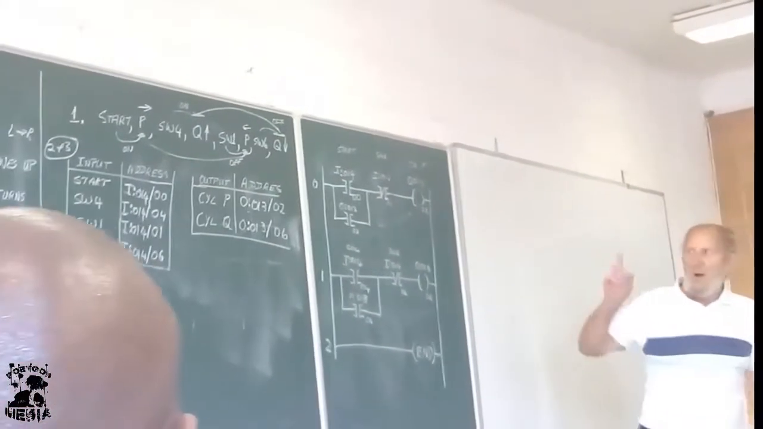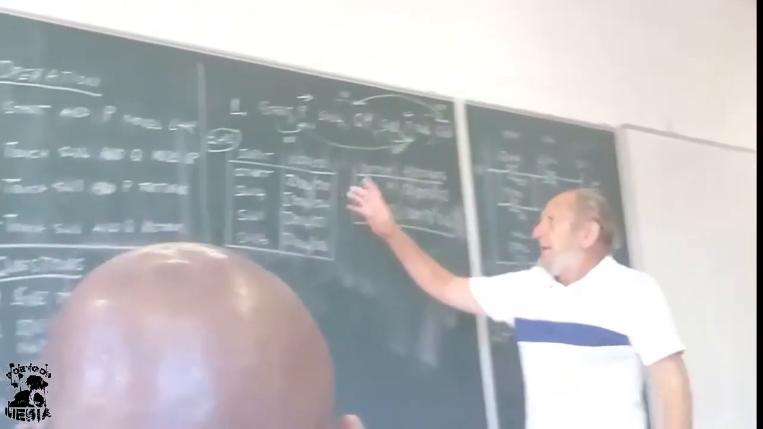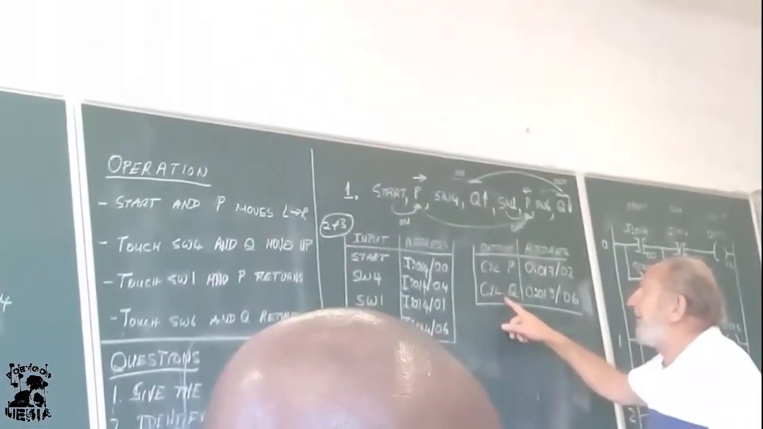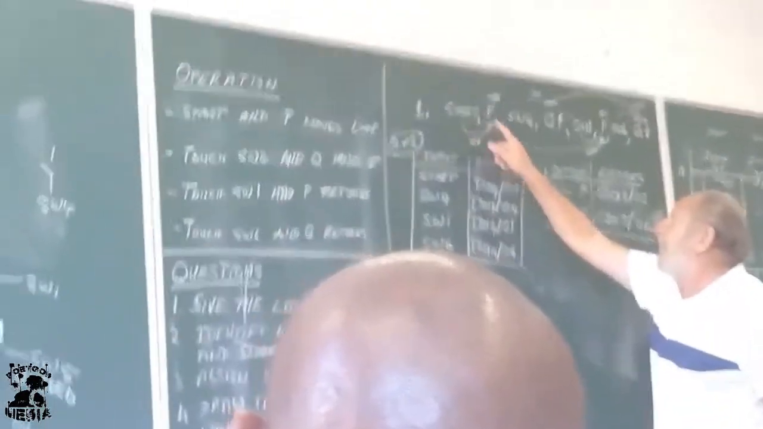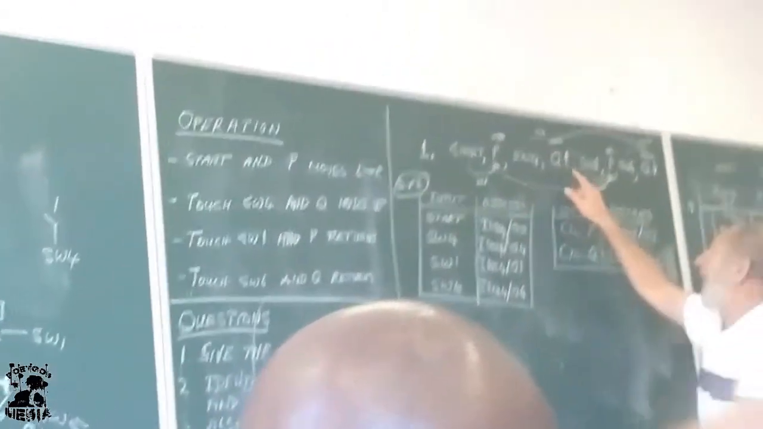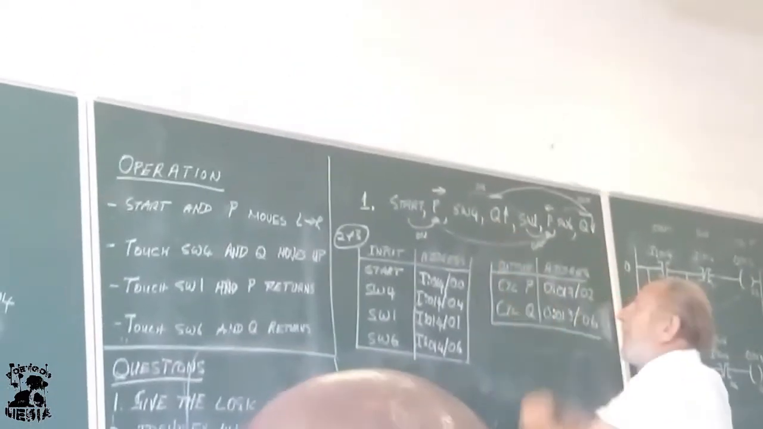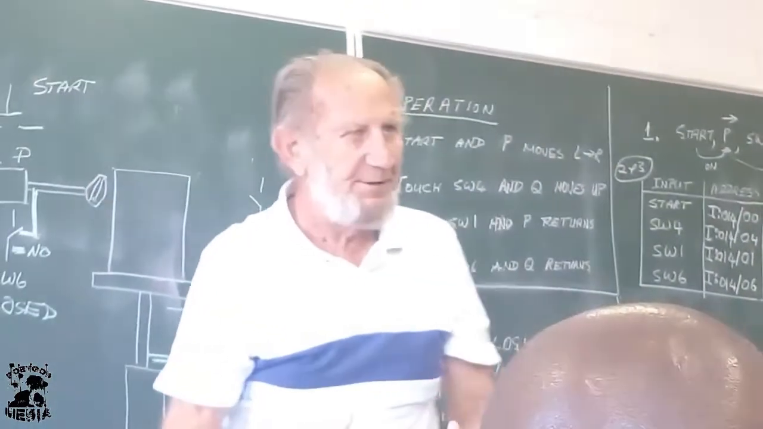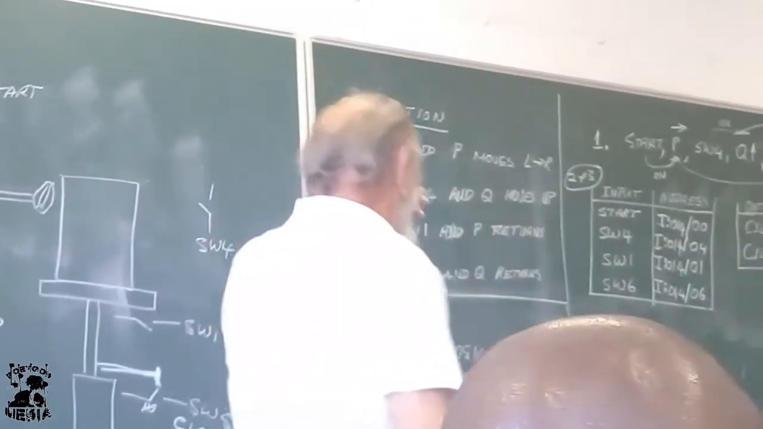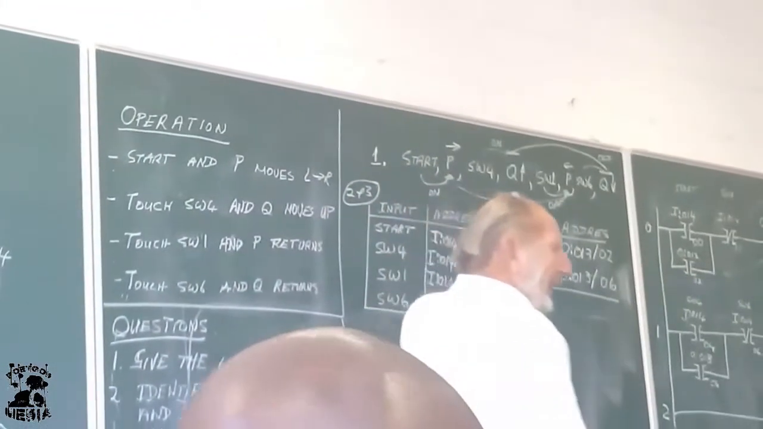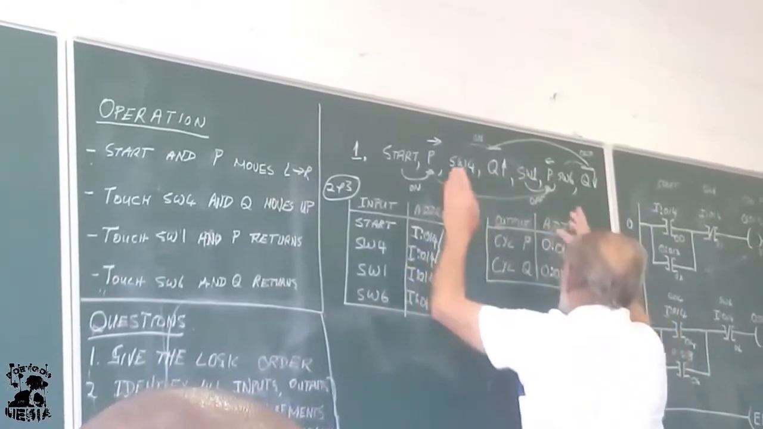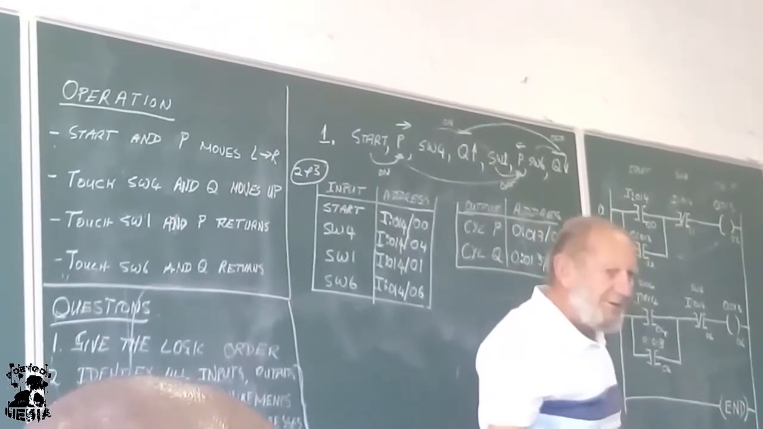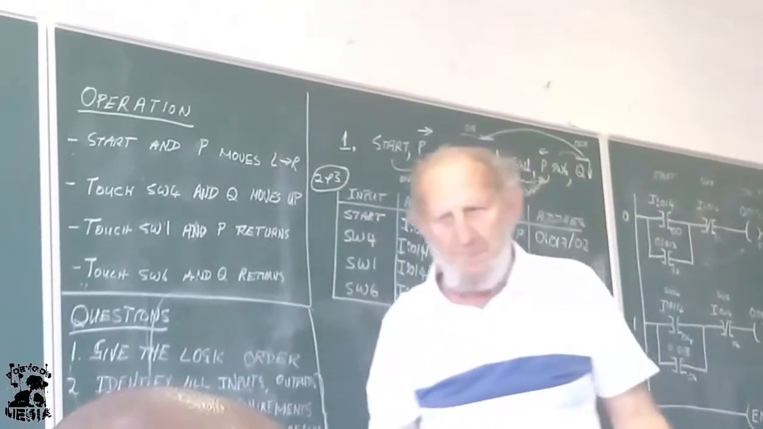Right? After that, you write down the inputs, you write down the outputs. From where? Input, input, input, input. Output, output. Then you add the addresses. Then you go back to the logic order. And you say, right, I've got 2 outputs. I don't care if you turn these 2 around, as long as it's logical. I've got 2 outputs, P and Q.